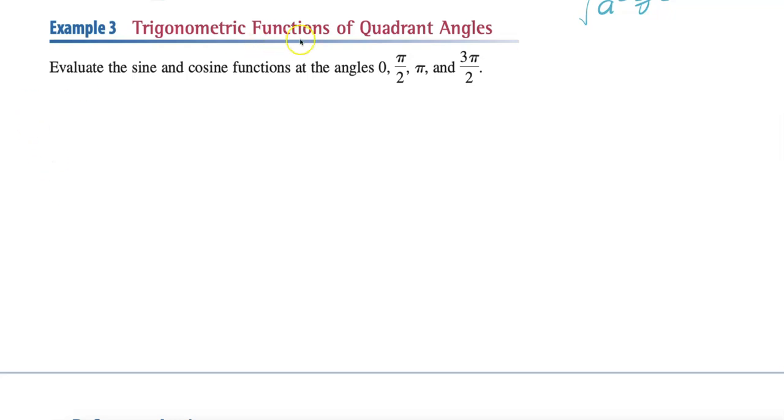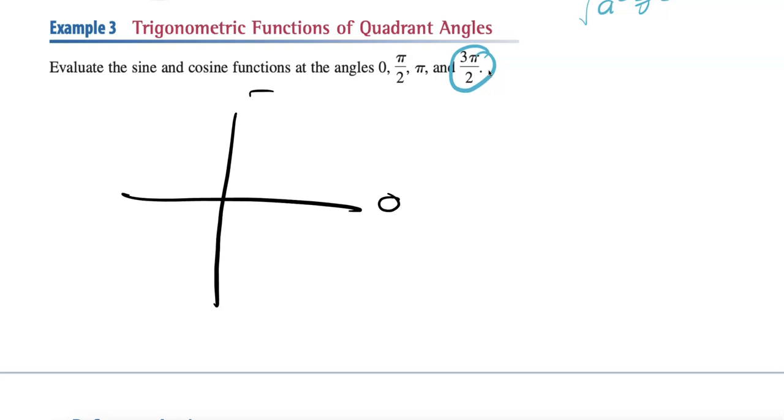Evaluate the sine and cosine functions at angles 0, pi over 2, pi, and 3 pi over 2. That's a lot of them. Let's just do 3 pi over 2. So here's 0, here's pi over 2, here's pi, here's 3 pi over 2, and here's 2 pi. So remember, we've done these a couple of times. When you land on one of the lines, it's called a quadrantal angle, and you do not make a triangle. What you do is, you remember it's a unit circle and you use a point.